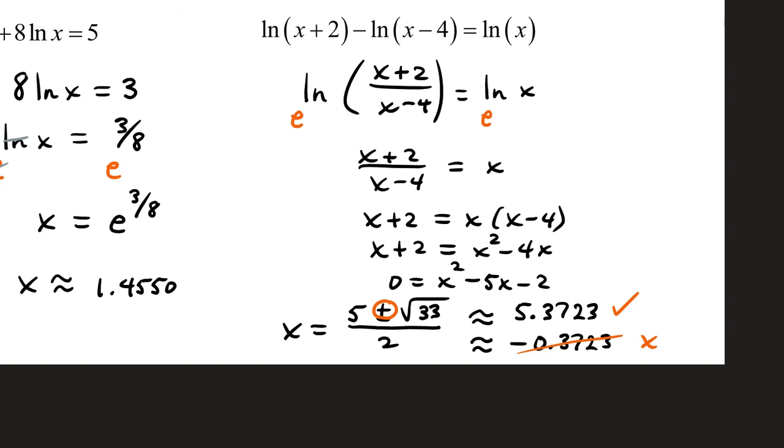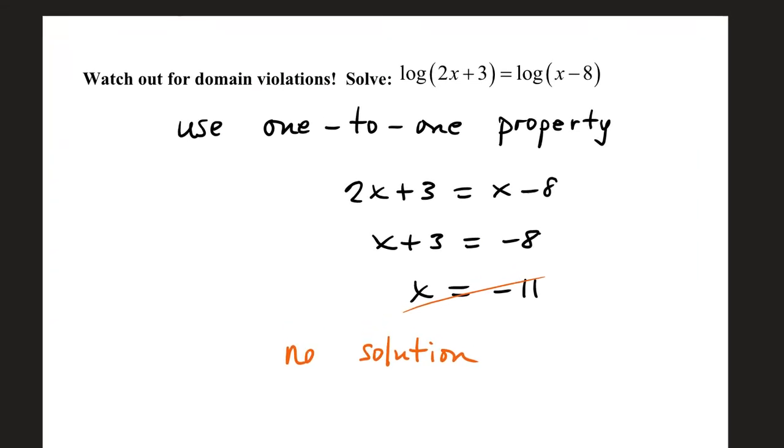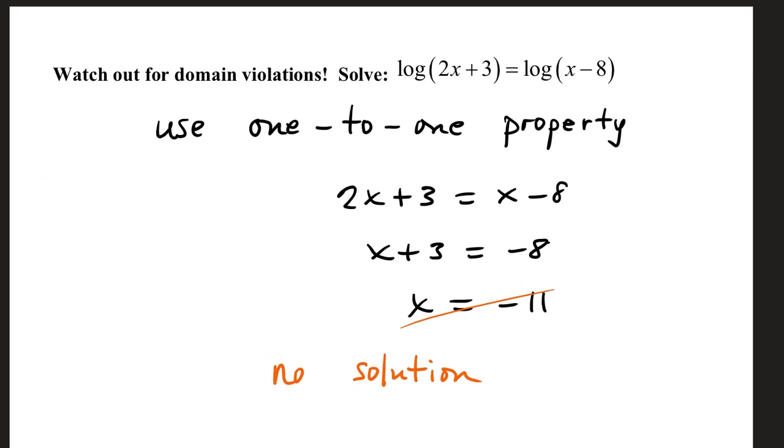If you plug in our negative 0.3723, subtract 4, immediately negative, and that's why I crossed this answer out. So you've got to watch out for domain violations. Let's solve this last logarithmic equation. Log of 2x plus 3 equals log of x minus 8. This will fall into a problem where we can use a one-to-one property.